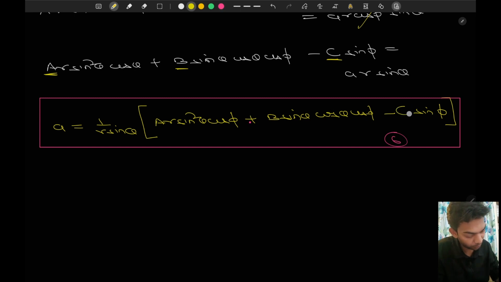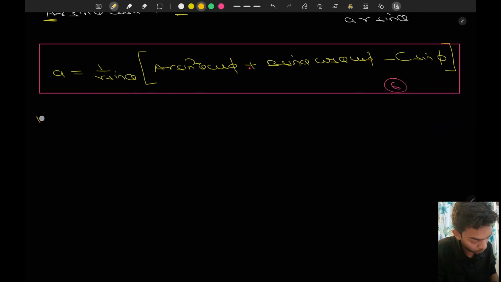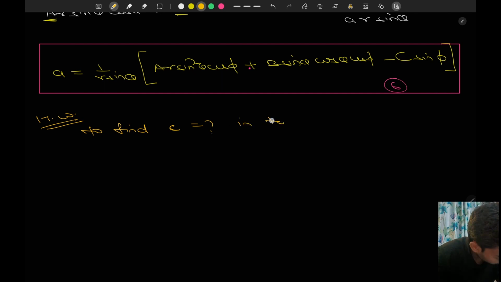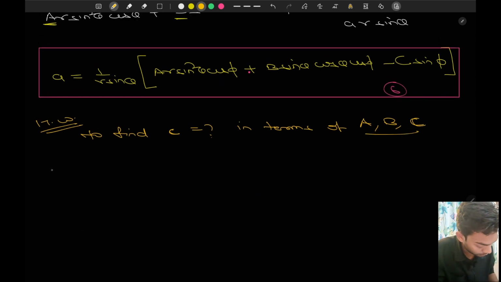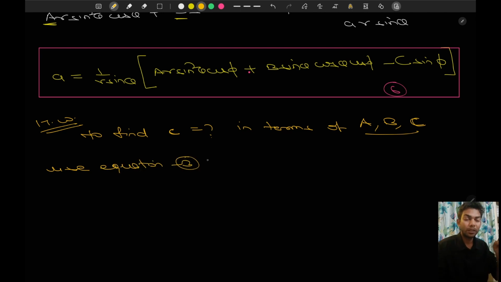Now I will give you homework: find small c in terms of capital A, capital B and capital C. Simply use the third equation, because in it capital C was expressed in terms of small a and small b. Just plug small a and small b there. Not equation number 3, because there was no small c in equation number 3.